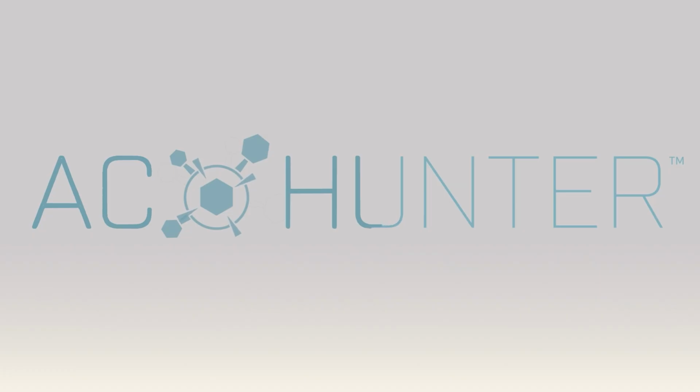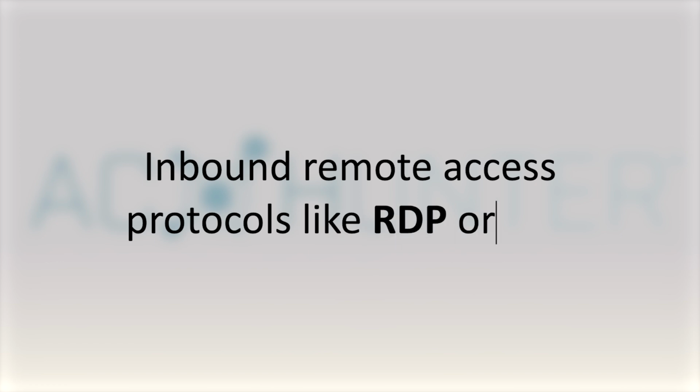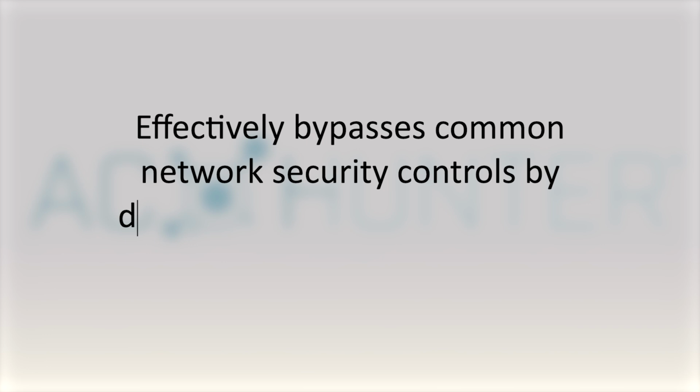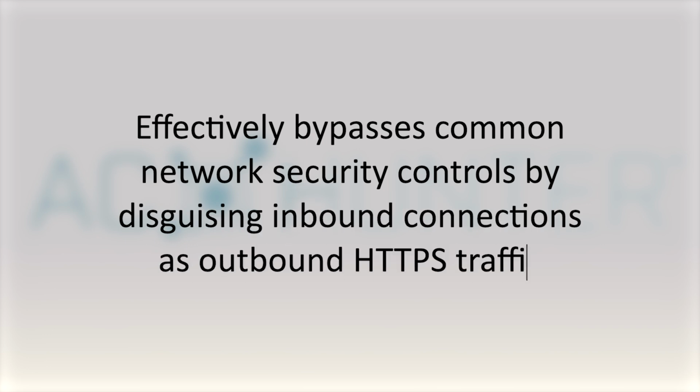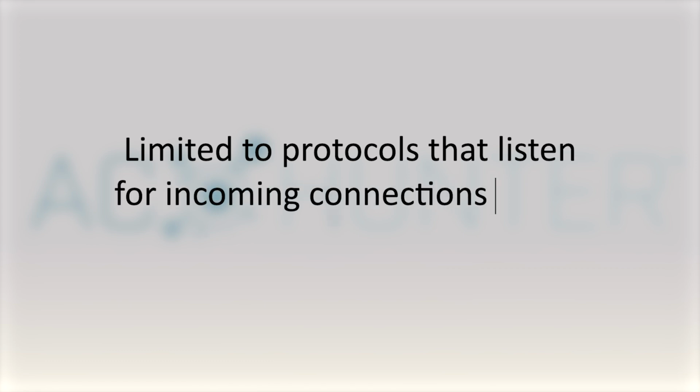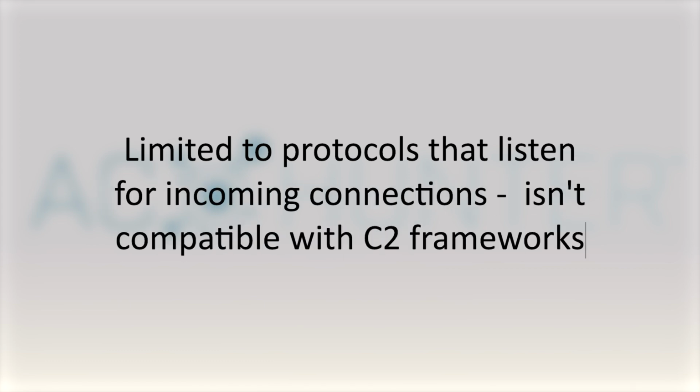The third approach, using a full tunnel for inbound remote access protocols like RDP or SSH, offers unique advantages for maintaining persistent access to compromised systems. Now, while this method effectively bypasses common network security controls by disguising inbound connections as outbound HTTPS traffic, it's limited to protocols that normally listen for incoming connections and isn't compatible with traditional C2 frameworks.